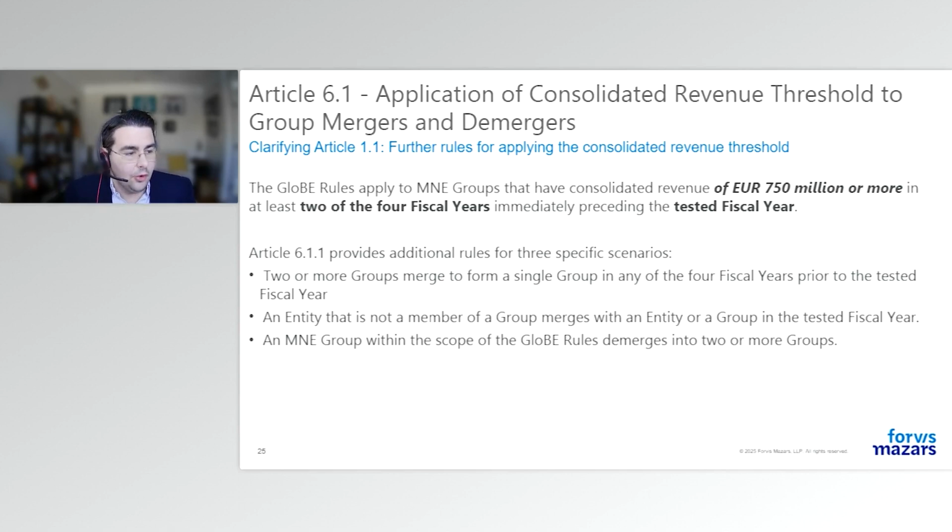It talks about where you have 2 or more groups that merge to form a single group in any of the 4 fiscal years prior to the tested fiscal year. It talks about an entity that is not a member of a group that merges with an entity or a group that is in its tested fiscal year. It talks about an M&E group within the scope of the GLoBE rules that demerges into 2 or more groups. And we'll go into what the definition of merger and demerger is for purposes of the OECD's model rules in a second.